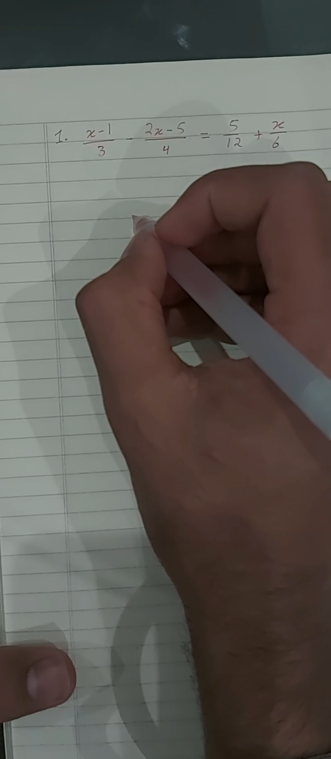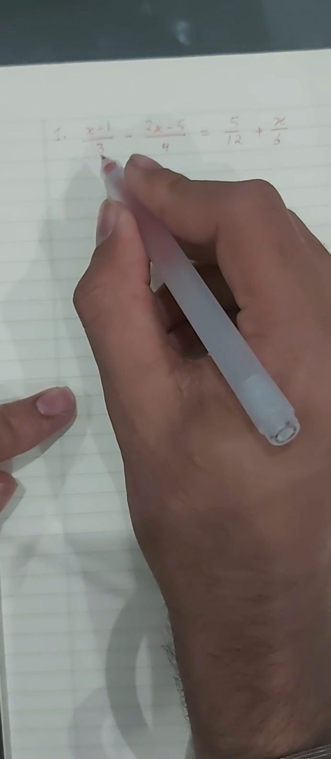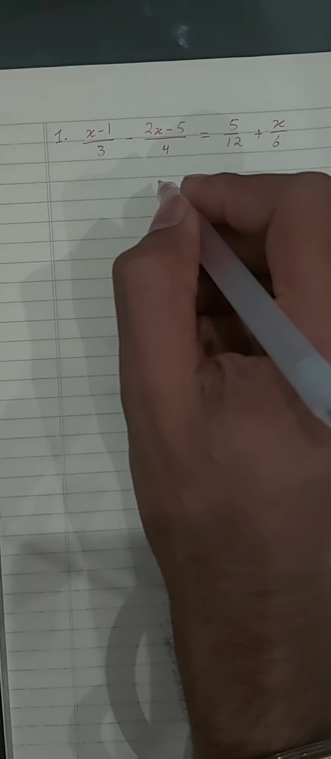So this is the first question. It says to use the LCD to eliminate the fractions from each equation. So what we want is not a fraction, right? So we want something similar. We know that 3 times 4 is 12, 4 times 3 is 12, 12 times 1 is just 12, 6 times 2 is 12. So let's go ahead and just do that so we can make the entire denominator the same, right?